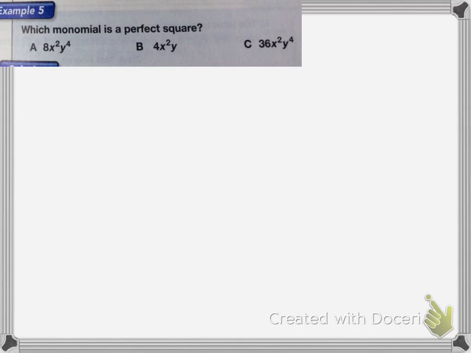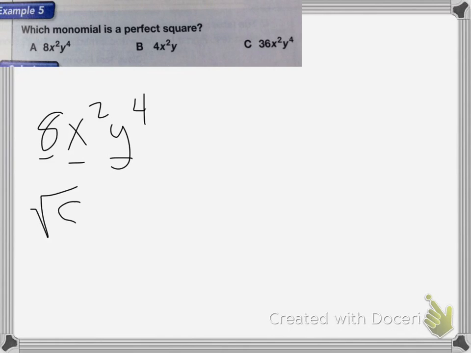Okay, so a monomial is a perfect square if its prime factorization can be separated into two identical groups of factors. So here I need to figure out which one is a perfect square. So I have 8x squared y to the 4th power. I have to see if each of these terms can have a perfect square root. So the square root of 8 is not a perfect square root. So this one cannot be a monomial with a perfect square because the square root of 8 is not perfect.